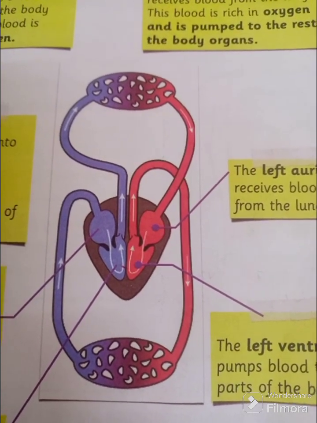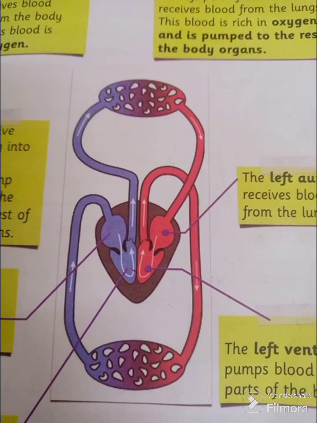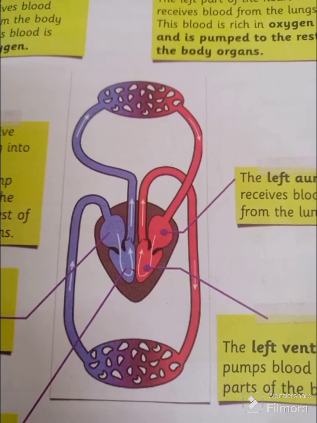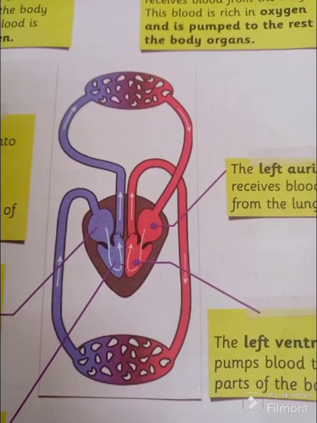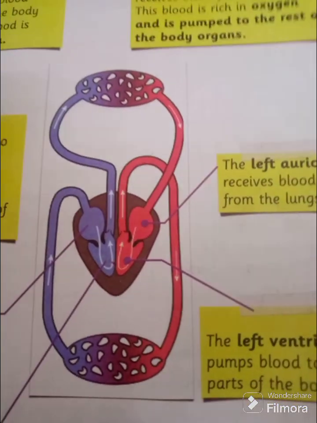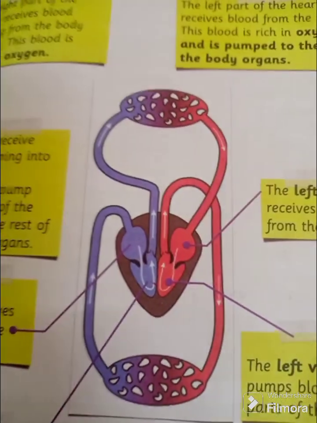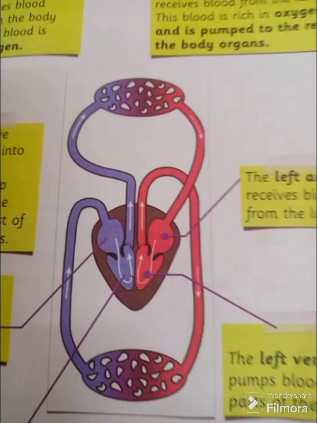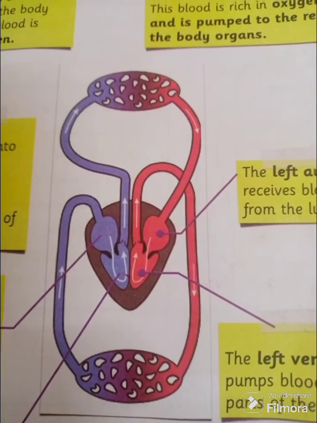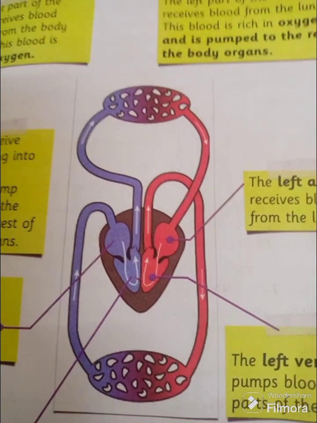Number 7, the largest vein or the main vein is known as dash. Number 8, the largest artery or the main artery is known as dash. Number 9, which part of the heart pumps oxygenated blood or contains oxygenated blood? Is it the left part or the right part?